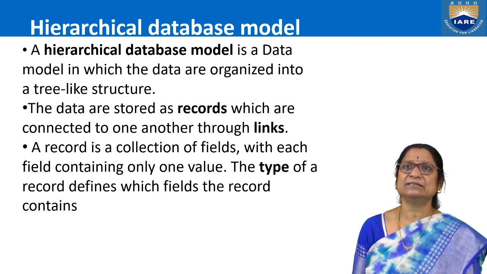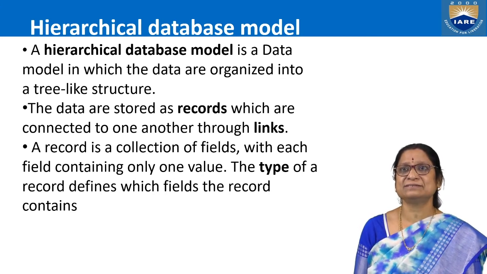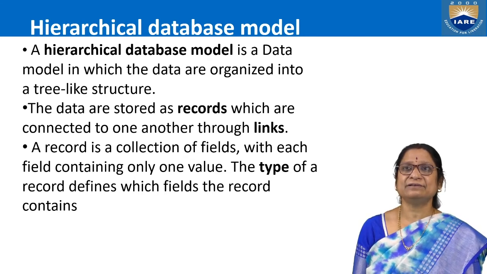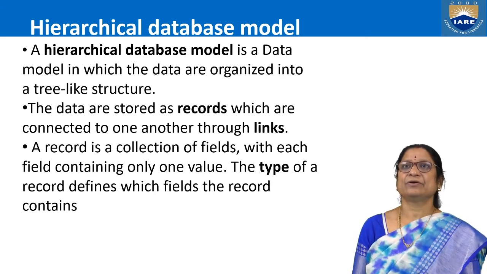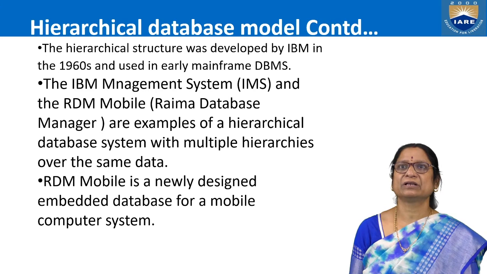In this hierarchical model, the data are stored as records, because its basic structure is record based, and these are connected with one another using links. These links specify a tree-like structure actually. So, what is a record? A record is a collection of fields, with each field containing only a single value, atomic values actually. The type of a record defines which fields in the record contain which type of data actually.